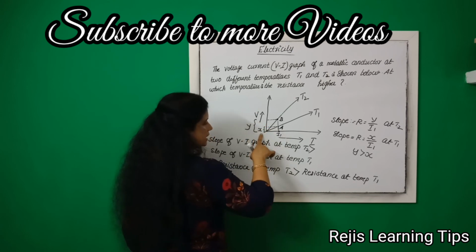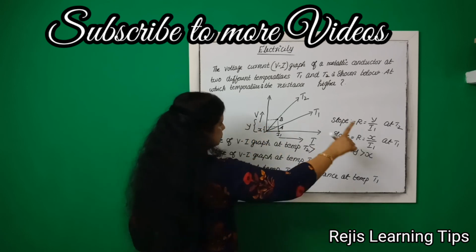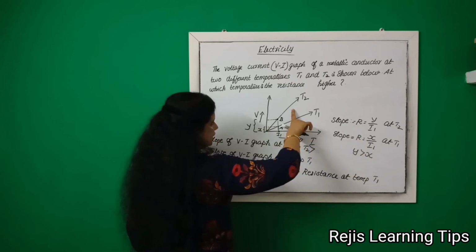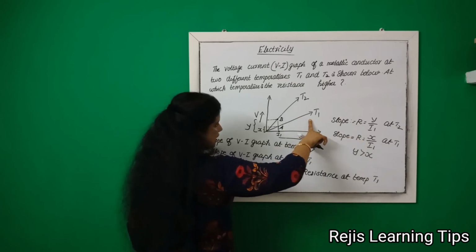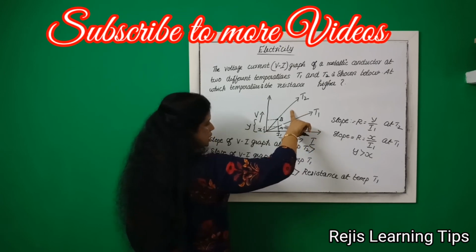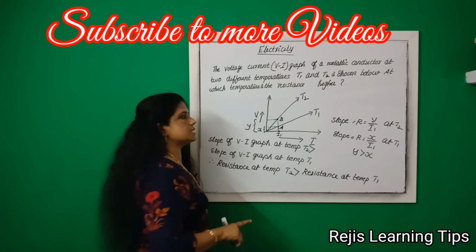We know that y is greater than x. So the slope of the VI graph at temperature T2 is greater than the slope of the VI graph at T1. That means the resistance at temperature T2 is greater than the resistance at temperature T1.